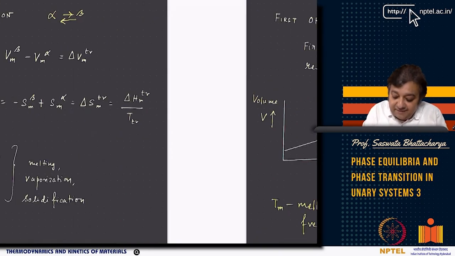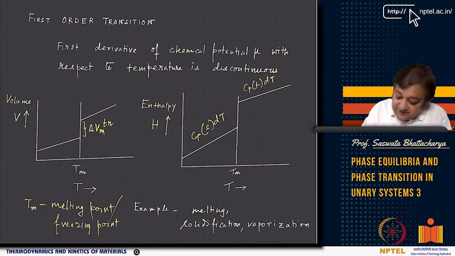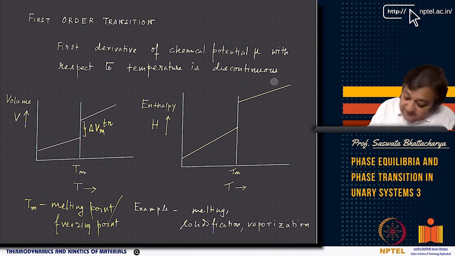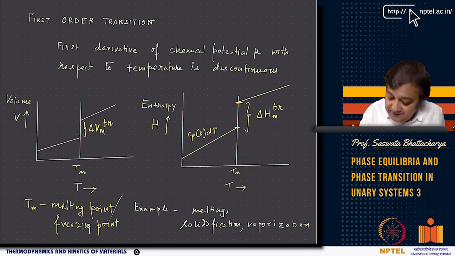So you see here the first derivative of chemical potential. The H, or Vm, or delta H, these are all first derivatives of the chemical potential, or first derivatives of the molar free energy, and those show discontinuity. So basically, this is the solid phase, Cps dT until the transformation temperature. Then there is a jump, and that jump is basically delta Hm Tr, which we also call latent heat, the latent heat of transformation or heat of transformation. And then you have Cpl.